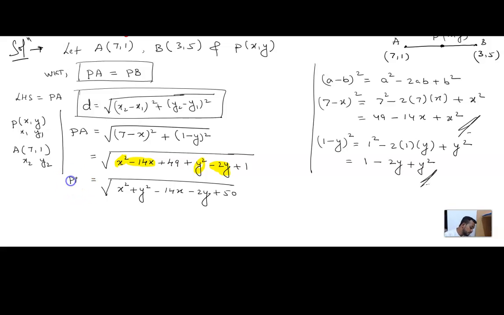So what is this? This is PA. Let me call this equation 1.